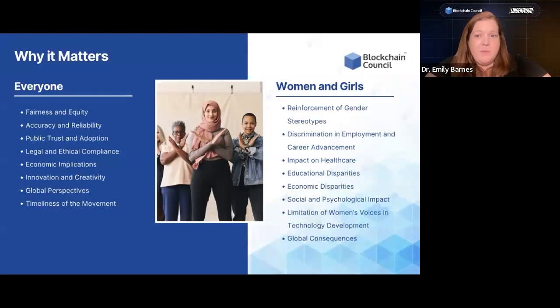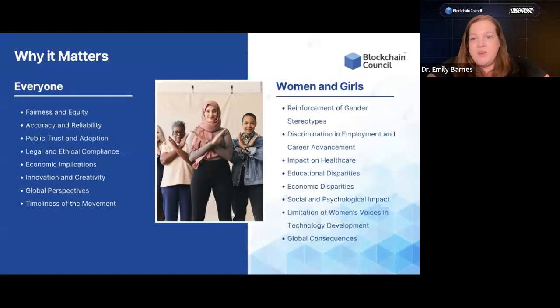So fairness and equity. AI systems are increasingly used in decision-making processes that affect human lives, such as hiring, lending, law enforcement, and healthcare, some of the other areas that we discussed. If these systems are biased, they can perpetuate and even enhance or expand existing societal inequalities. So ensuring fairness in AI helps promote equity and prevents discrimination against certain groups based on gender, race, age, and other characteristics.